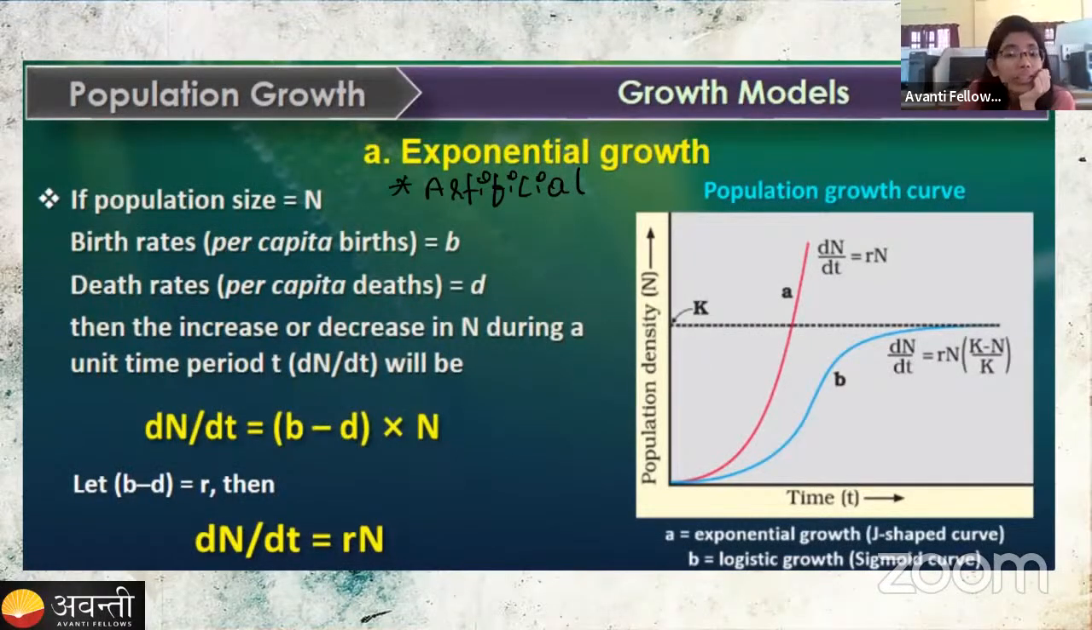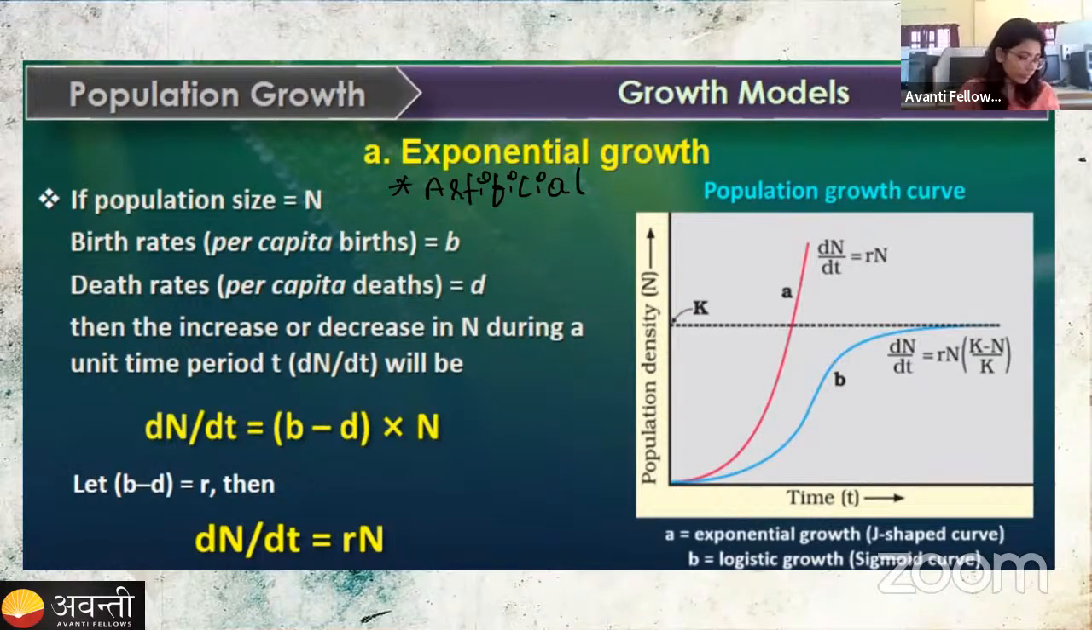Now, how to calculate this? If we have some time, in that time, how many organisms have increased? How to calculate this in exponential growth? That is by dN by dt equals (b minus d) into N. What do you mean by dN by dt? The organisms which are present in a particular time.